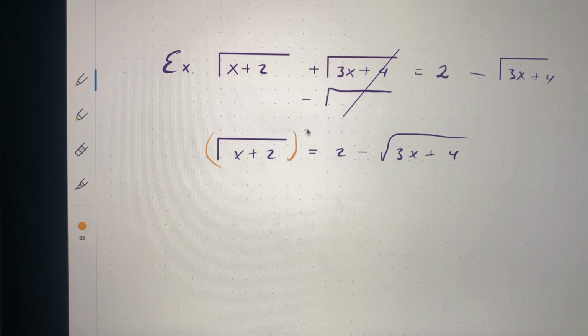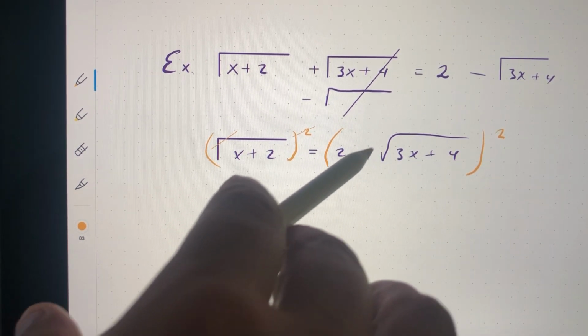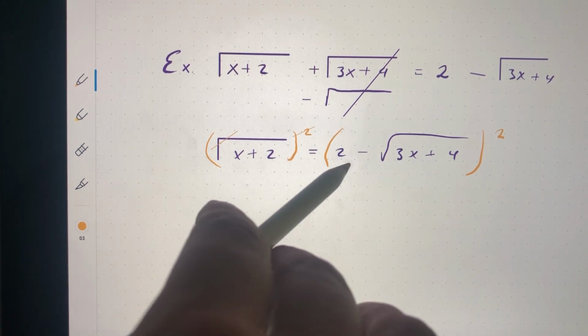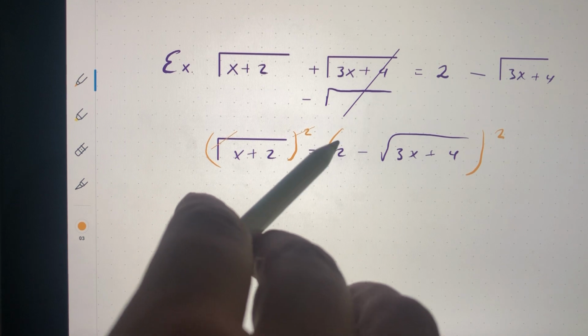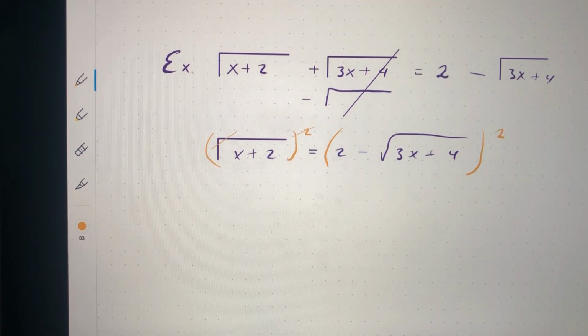On the left side we have just one term, so the square and square root cancel off. On the right side we have two terms, because these two are separated with a minus, so they're two different terms. And so canceling the root is not going to work. We actually have to multiply this out, or use a formula for the perfect square. So here we have x plus 2. On the other side we have 2 minus square root 3x plus 4 twice.